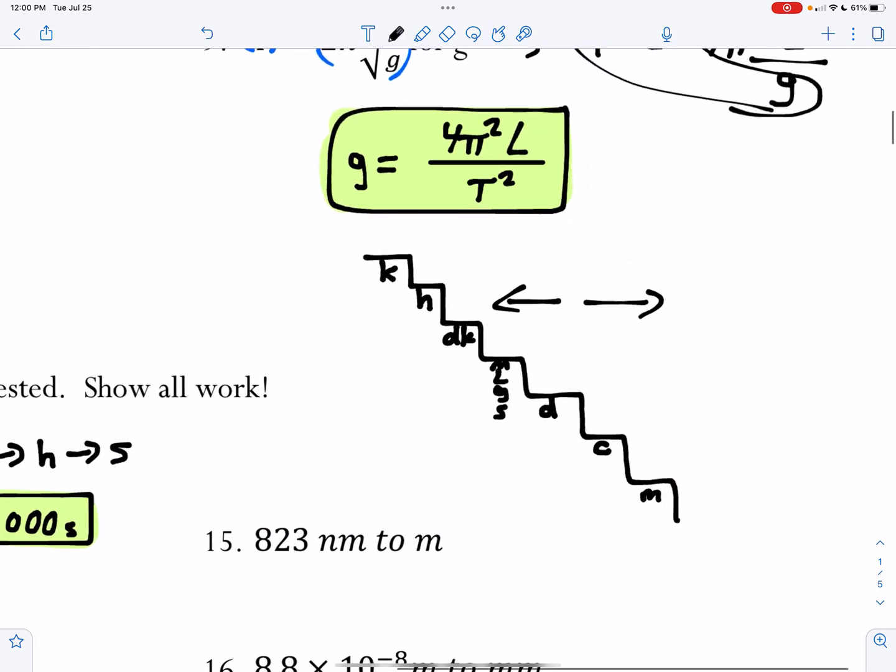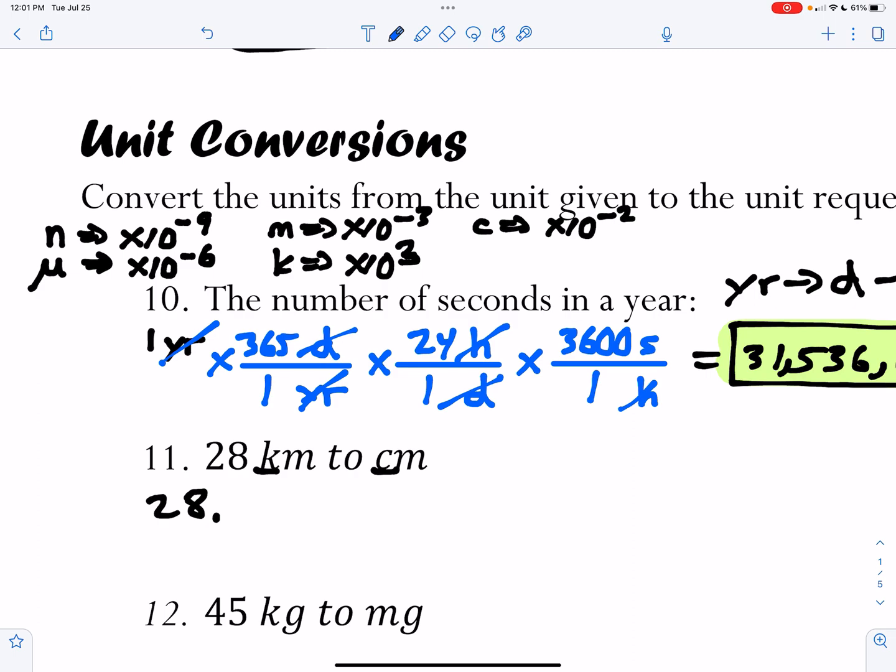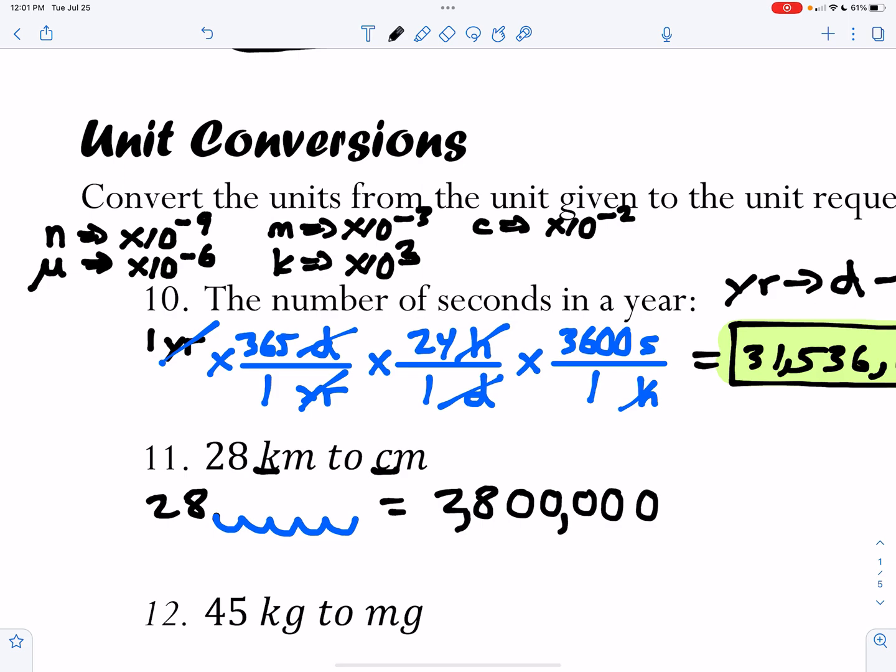Now I'm going from kilo to centi. How do I do that? I'm going to go down 1, 2, 3, 4, 5 stairs. So I'm going to move the decimal 1, 2, 3, 4, 5 times to the right. You can see there's 5 zero placeholders, which would give you 28 and 5 zeros, or 2,800,000.